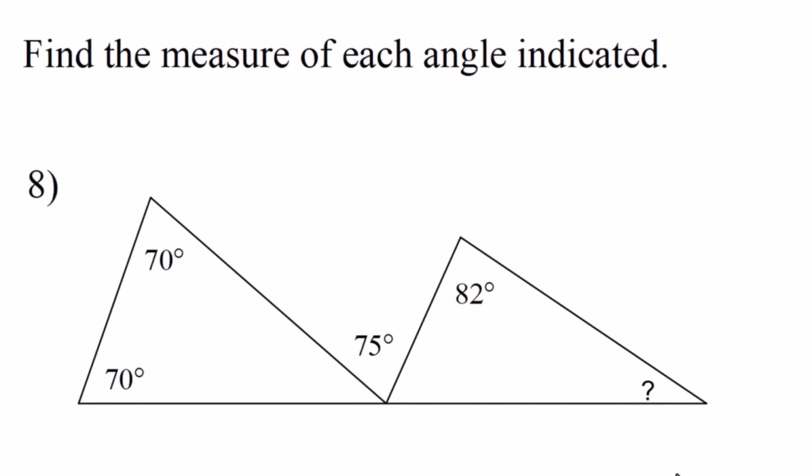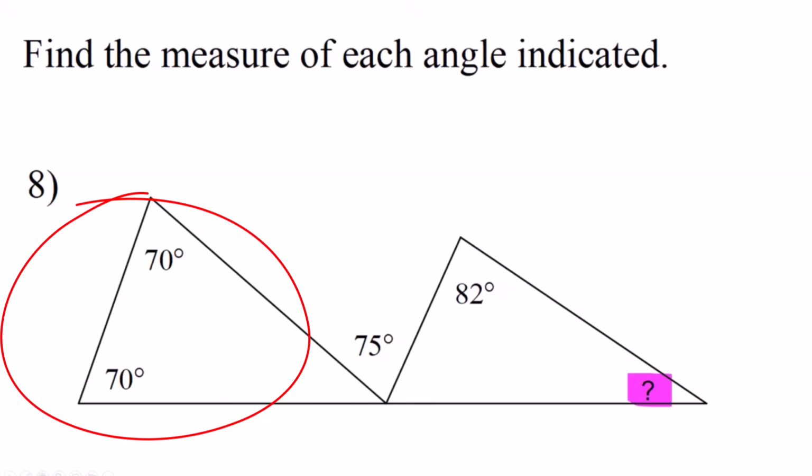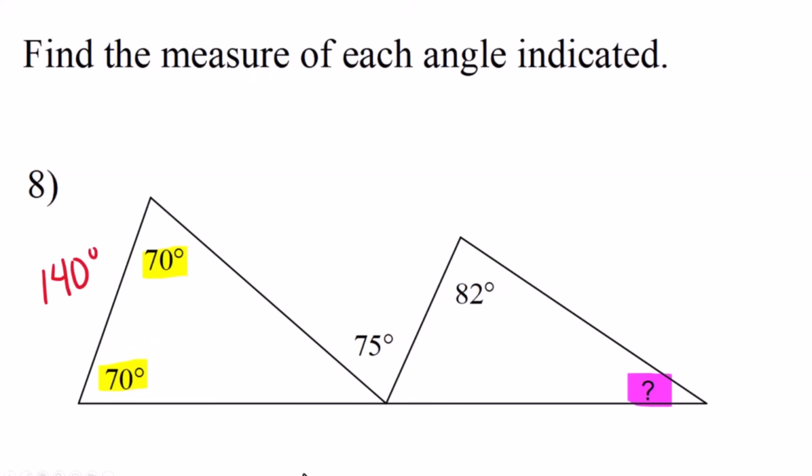Find the measure of each angle indicated. The one we don't know is way over here. Now, if I knew this angle, I would just subtract from 180, and what was left over would be the answer. But I don't know this angle. You've got to go over to this triangle. They give me enough information to at least be able to start. Those two together are 140, which means this guy right here needs to be 40 degrees. 140 plus 40 is 180. So this triangle, I know all the angles.